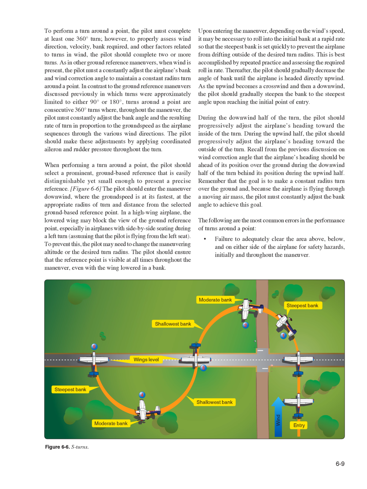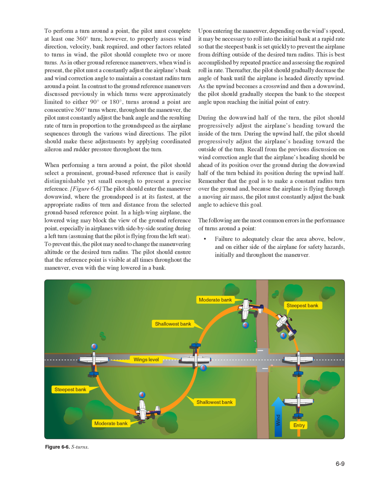When performing a turn around a point, the pilot should select a prominent, ground-based reference that is easily distinguishable yet small enough to present a precise reference. Figure 6.6. The pilot should enter the maneuver downwind, where the ground speed is at its fastest, at the appropriate radius of turn and distance from the selected ground-based reference point.